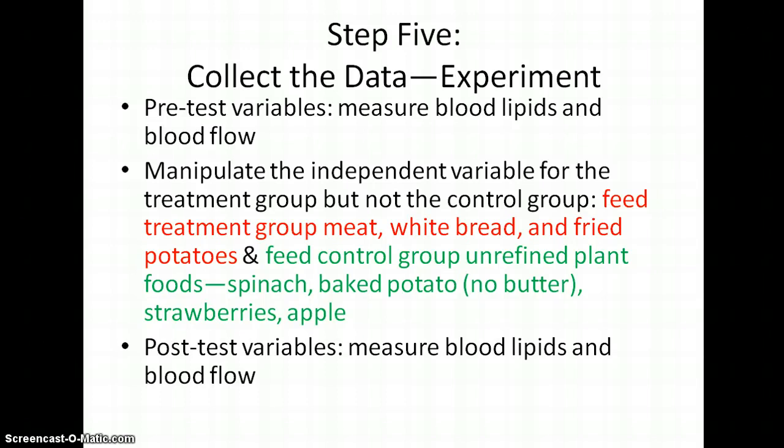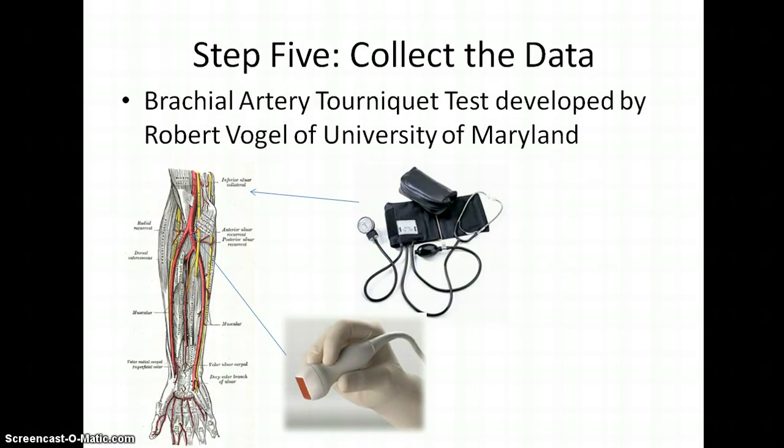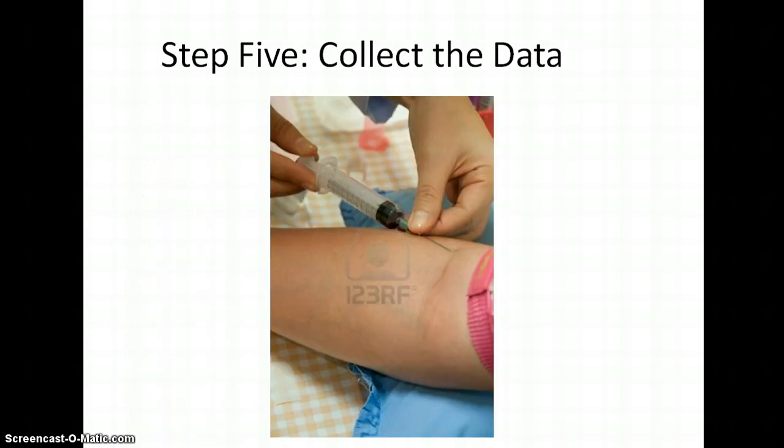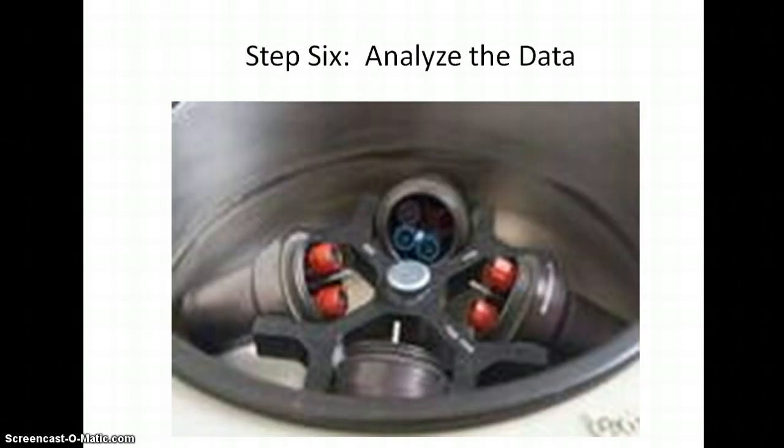Okay, then we'll do a post-test of our variables. We'll measure our blood lipids and our blood flow. How are we going to measure the blood flow? Well, we can use the brachial artery tourniquet test that was developed by Robert Vogel of the University of Maryland. He used an ultrasound probe over the brachial artery to see how well the brachial artery is dilating and how well the blood is flowing. Ouch! Collect some blood. Spin that blood up in the centrifuge.